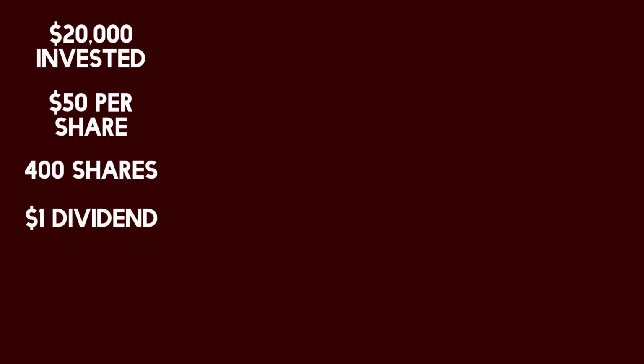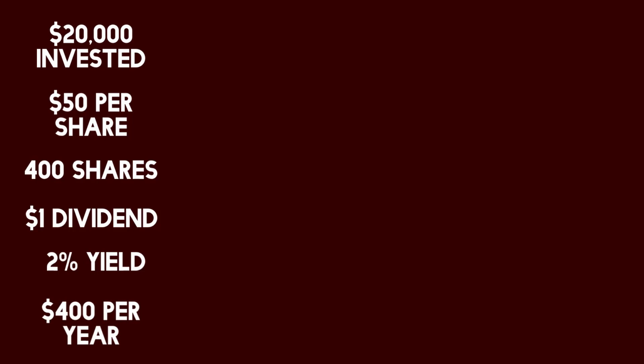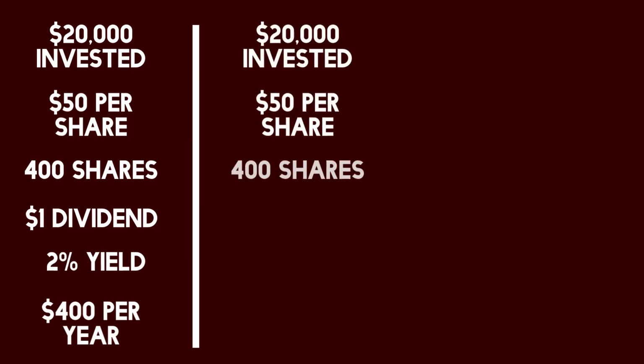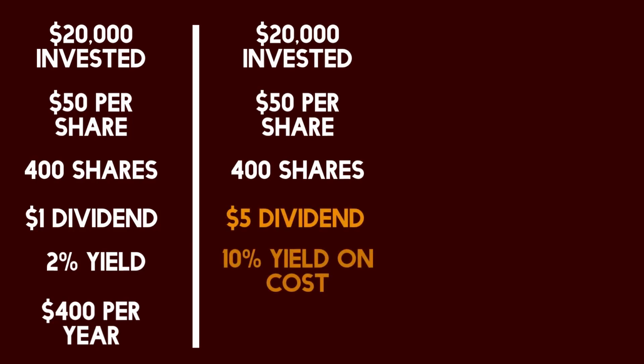So, let's say you initially bought $20,000 worth of shares at $50 each, which would get us 400 shares. Let's also say that this stock paid a $1 dividend, so the original yield was 2%, and you'll be paid $400 a year in dividends. Let's fast forward a few years and imagine that the company now pays a $5 dividend. Your yield on cost is 10%, and you are now being paid $2,000 a year in dividends.